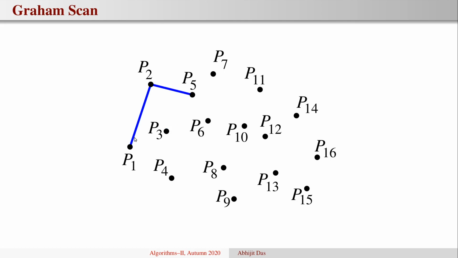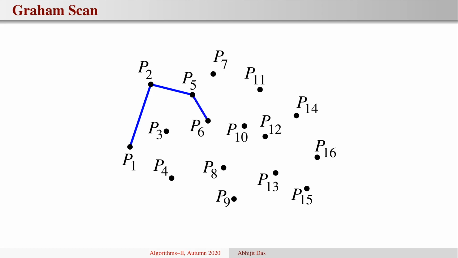And then I discover that P1, P2, P5 is a right turn and therefore I simply stop by pushing P5 to the top of the stack. This iteration involves discarding P4 and P3 from the top of the stack and inserting P5 to the top of the stack. Let me see whether there are any other iterations.